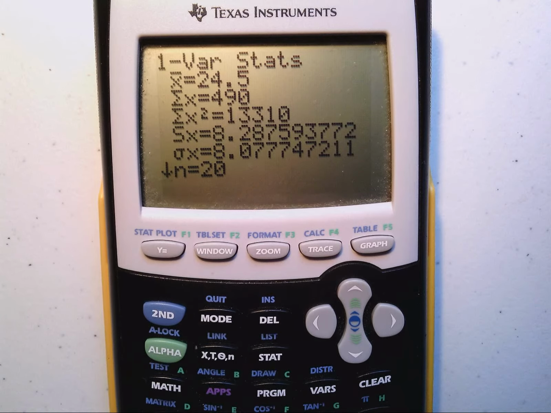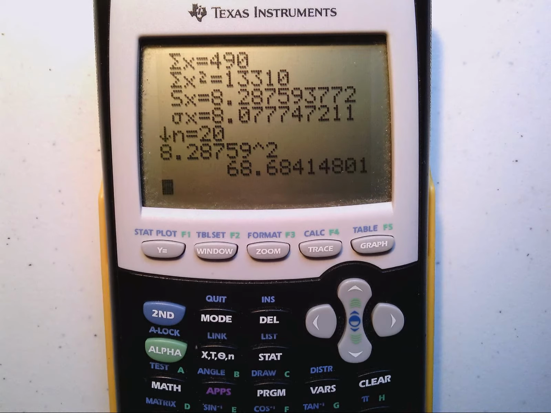Now, if we wanted the variance, what would I do? I would take 8.28759, or however many decimals you want, and square it, and round it to what the book asks of us. So there you have the calculator doing variance with midpoint and frequency.